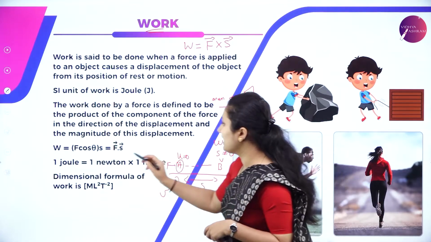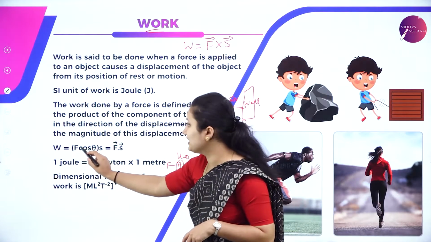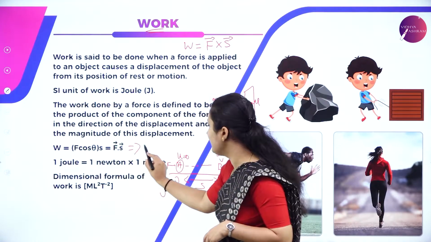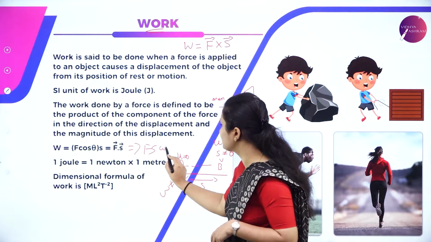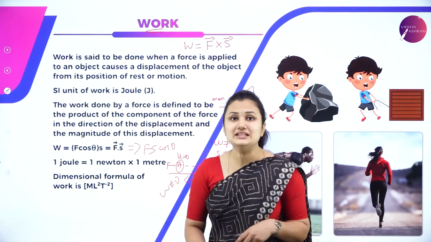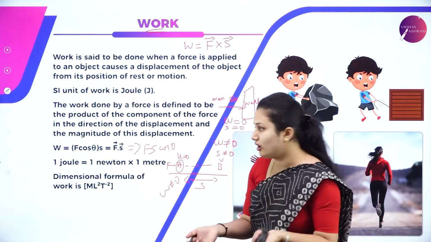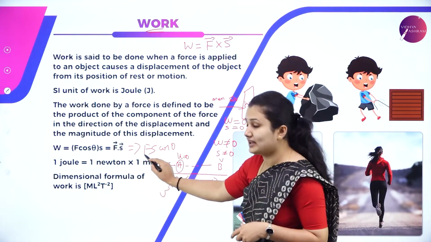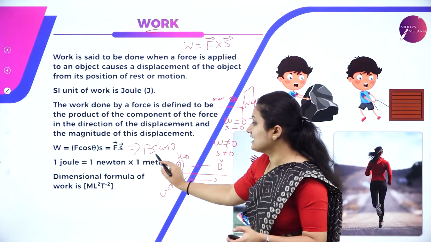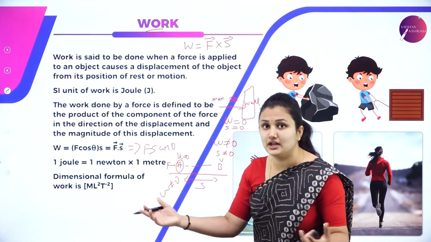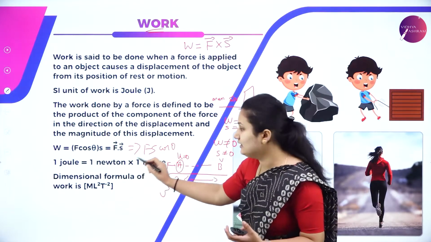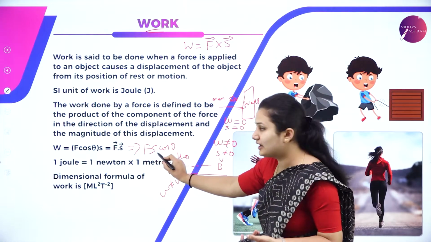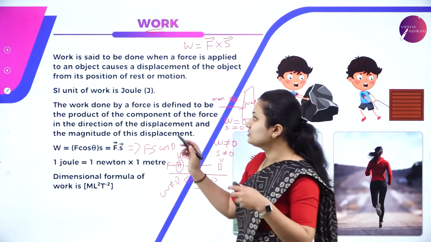It is also written as W is equal to F s cos theta. So scalar product means it's a dot product. So F dot S or F s cos theta, where F is the force applied, S is the displacement of the object for the force that has been applied, cos is a function, theta is the angle between vector F and vector S. So this is work.